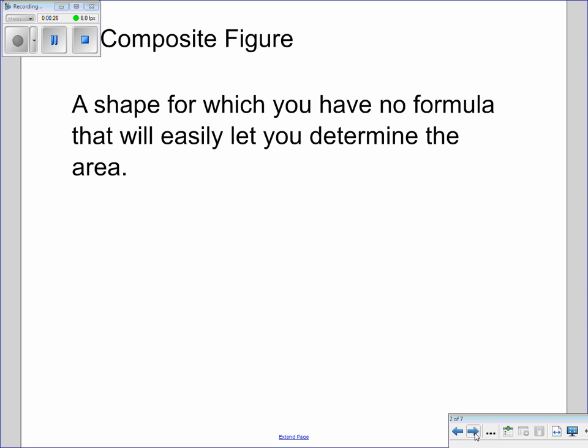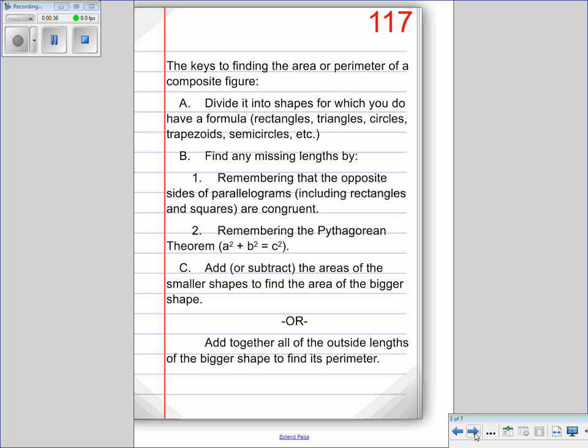So a composite figure is simply a shape for which you don't have a formula that lets you easily determine the area. Composite figures require a little bit more work on your part. Keys to finding the area or perimeter of a composite figure are as follows. First, you have to divide it into the shapes for which you do have formulas. Rectangles, triangles, circles, trapezoids, semicircles, anything like that that you have a formula for.